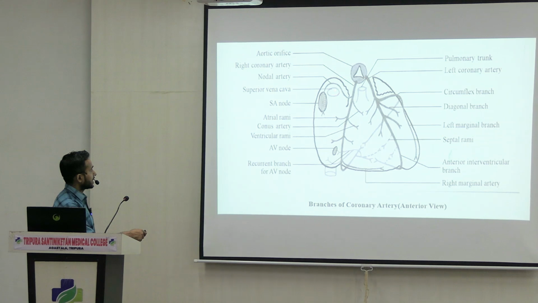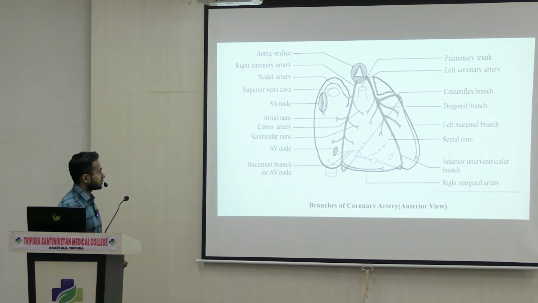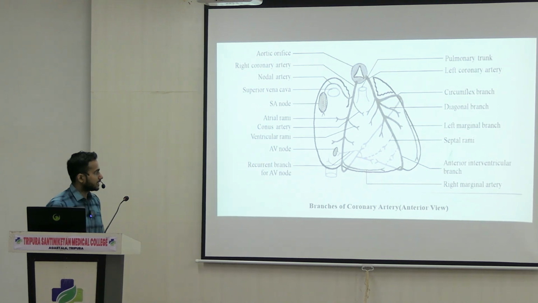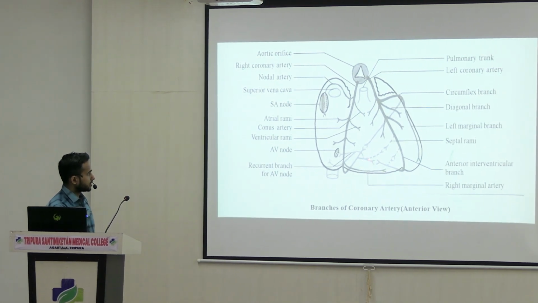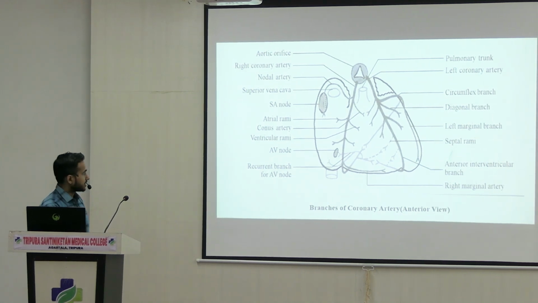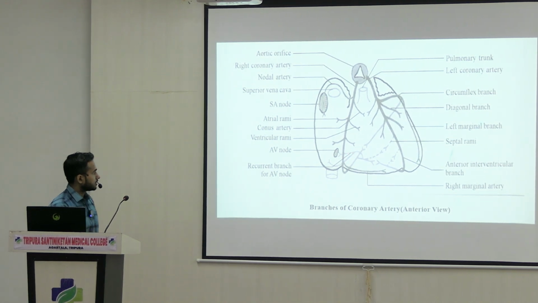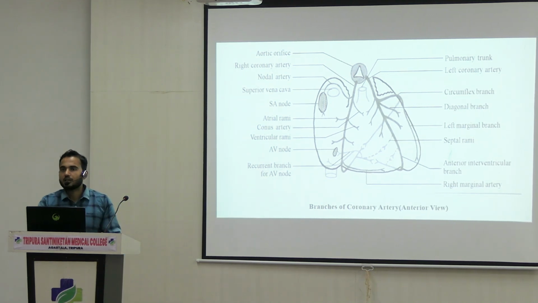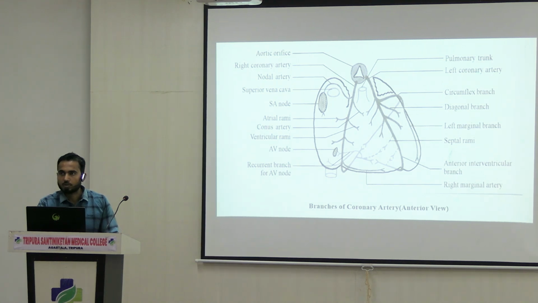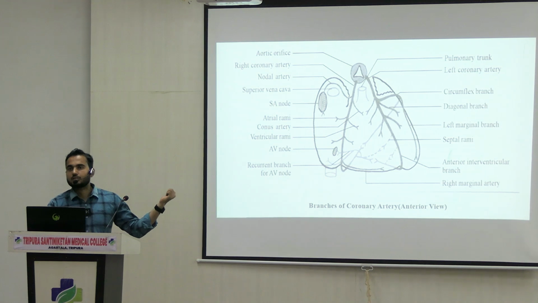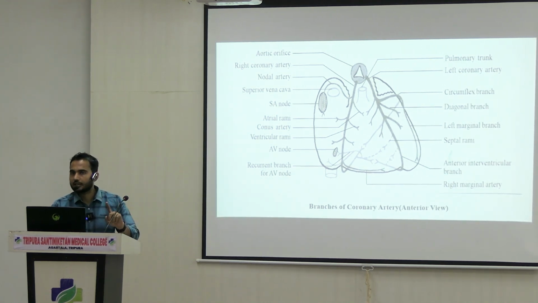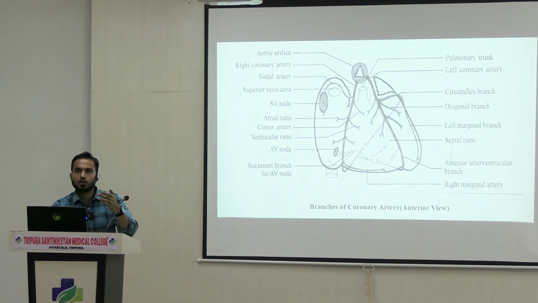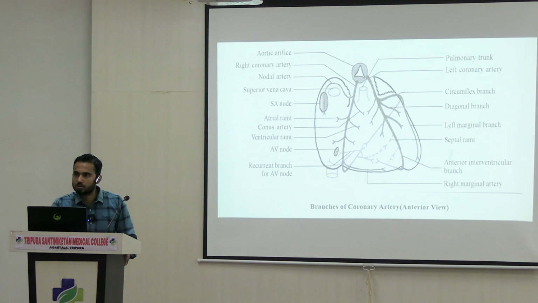Next you can see the SA nodal branch, the AV nodal branch, and this is the posterior interventricular branch. After that you can see the recurrent branch also. Next you can see the septal rami. This is one septal rami, this is another septal rami. These septal rami supply the interventricular septum. I hope you have seen this diagram. This is the easiest diagram, and one diagram will help you understand the origin, course, termination and branches of both the arteries.